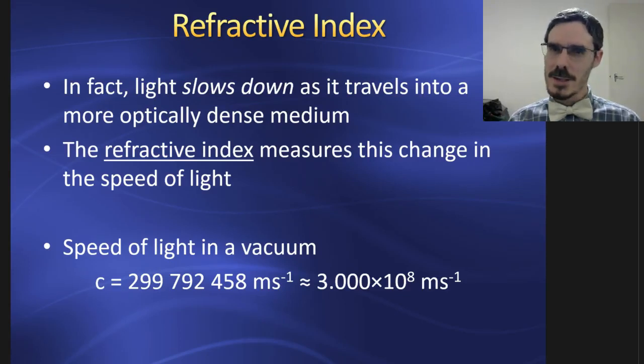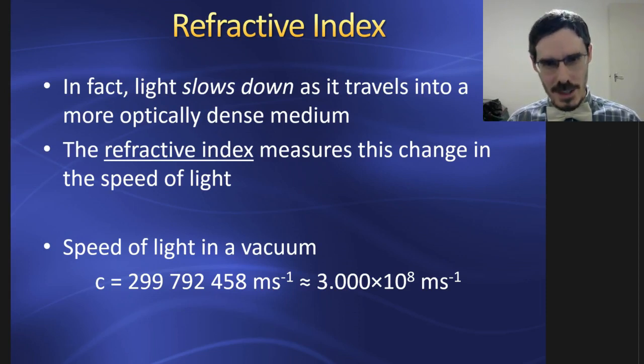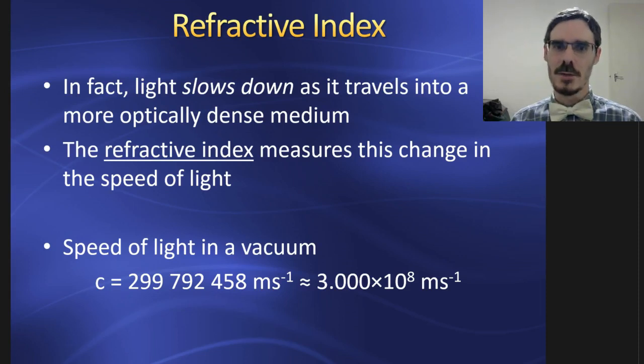Actually, light slows down as it travels into a more optically dense medium. Refractive index is a measure of this change in the speed of light. Now, for us to talk about this precisely and do calculations, we're going to need to know the speed of light when there's no optical density. That is, the speed of light in a vacuum.